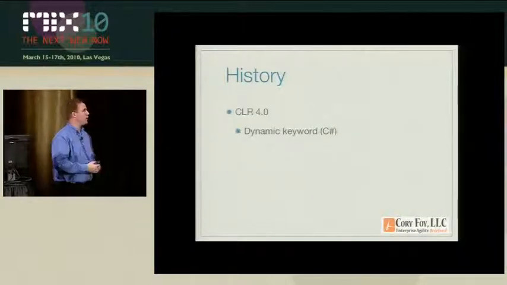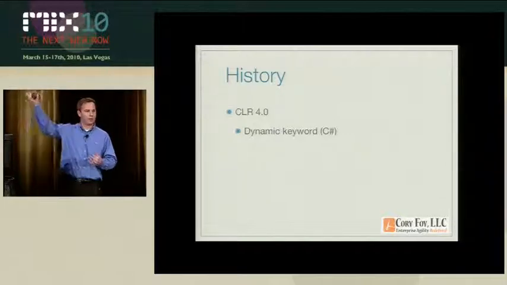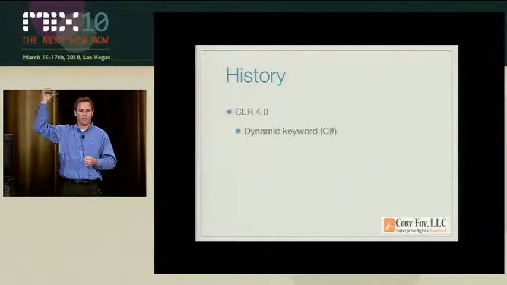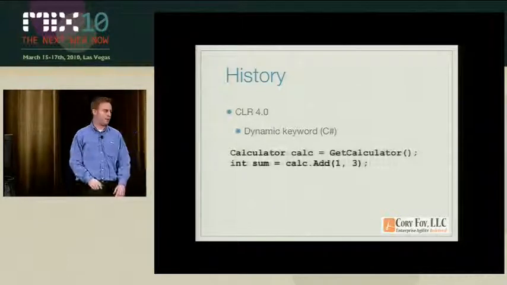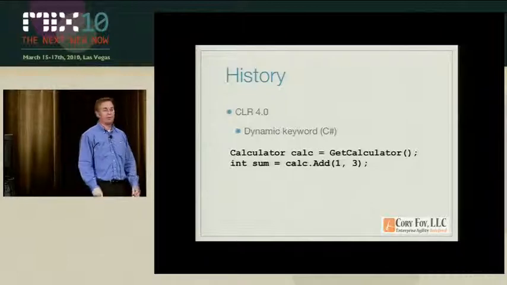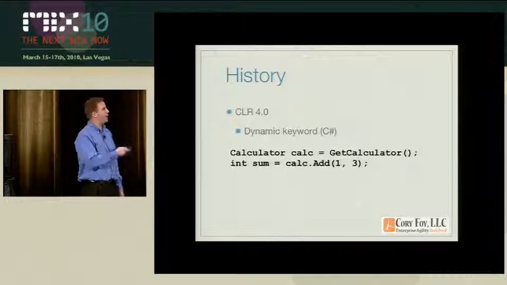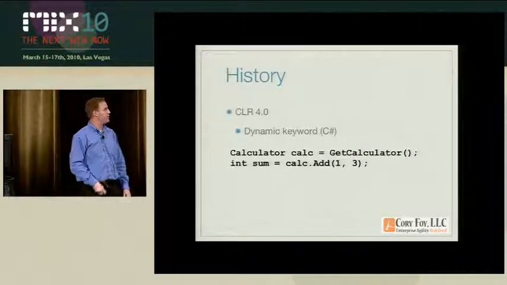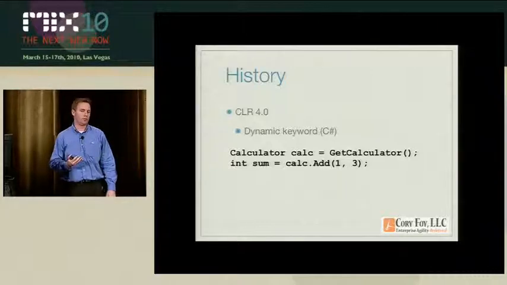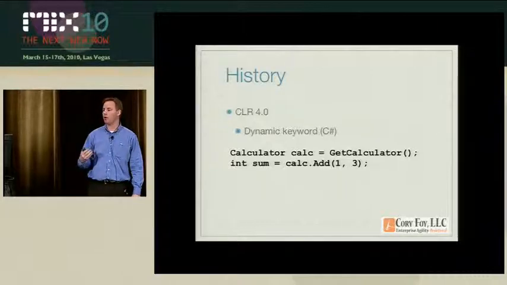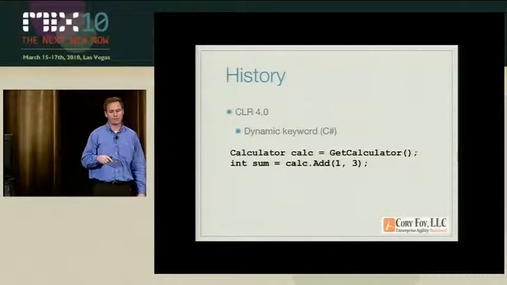So in CLR 4.0, we got this new thing called the dynamic keyword. Who has not heard of the dynamic keyword? Who's excited about the dynamic keyword? It's exciting. So if you haven't seen the dynamic keyword, this is not it. This is how we normally do object instantiation and object method calls. Here we're saying get calculator, so we're getting some instance, and we're calling an add method on it. If we write this code in Visual Studio and we compile, it's going to want that add method to be available in the calculator class.